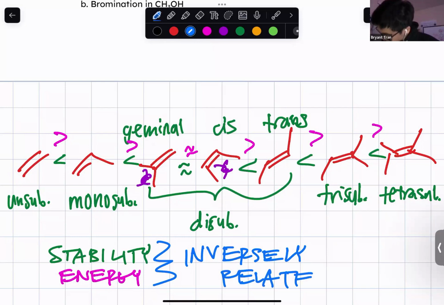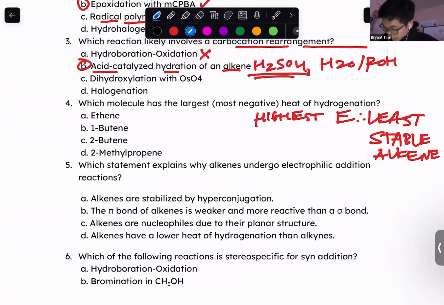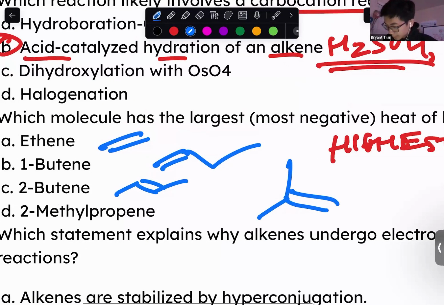Okay. So let's go back to that question. Let's draw out these molecules here. Ethene, that's a 2 carbon alkene, 1-butene, that's that right there, 2-butene, that's that, 2-methylpropene, that's going to be this right here. So let's analyze each alkene.